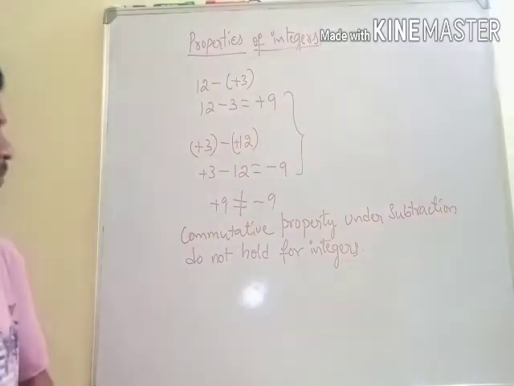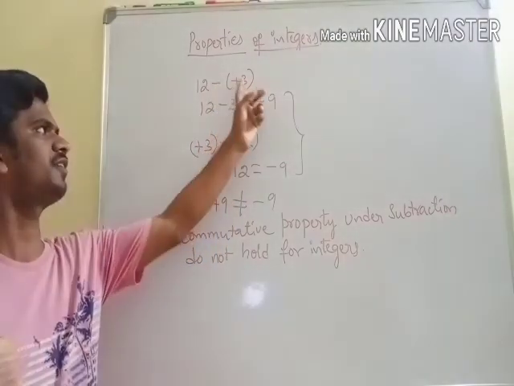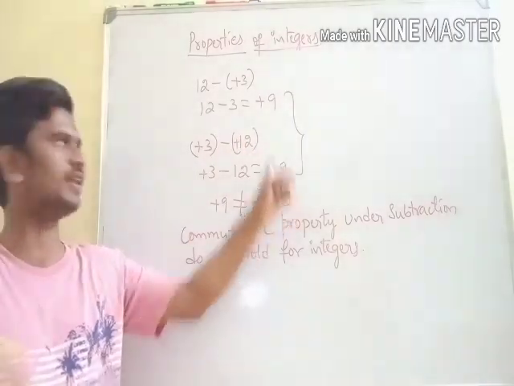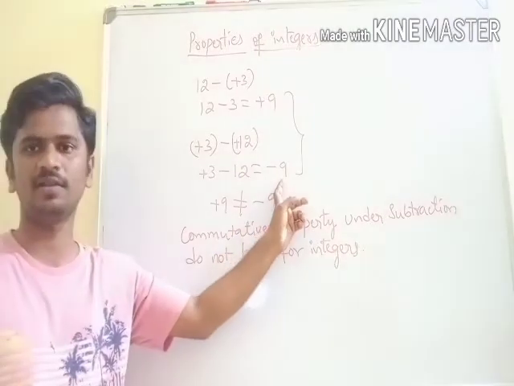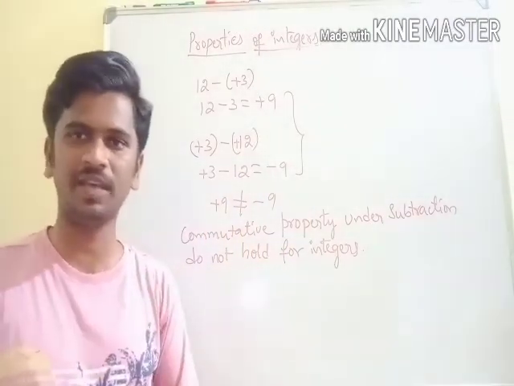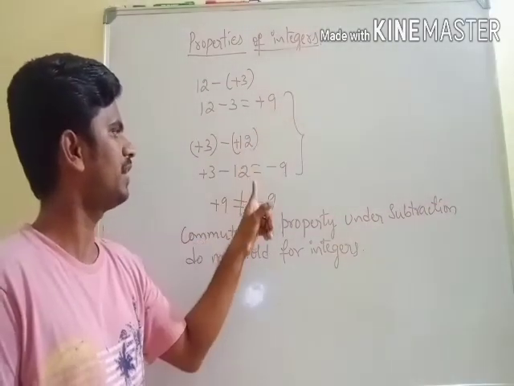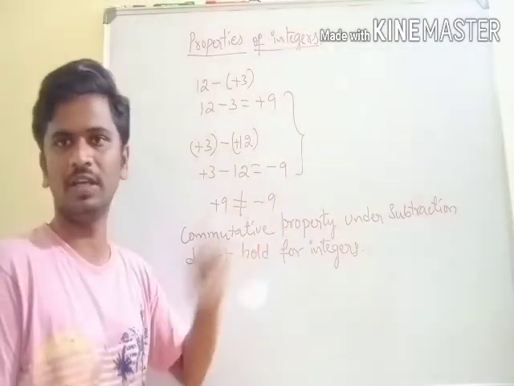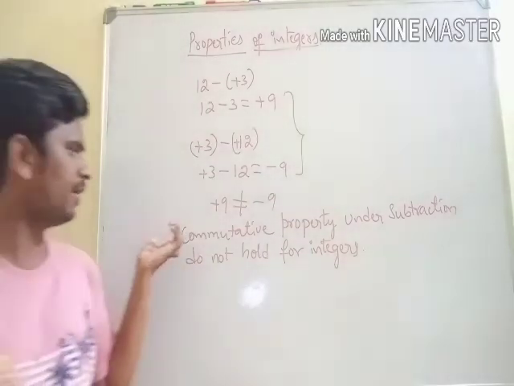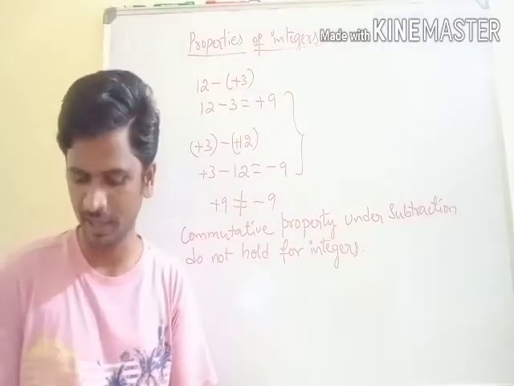Understand? Here, because of the difference of any two numbers, 12 minus 3 is nothing but 9, but 3 minus 12 is minus 9. Plus 9 is not equal to minus 9. That's why we can't write a minus b is equal to b minus a. That is wrong, because a minus b is plus 9 here, and b minus a is minus 9. They are not equal. That's why we conclude that the commutative property under subtraction does not hold for integers.